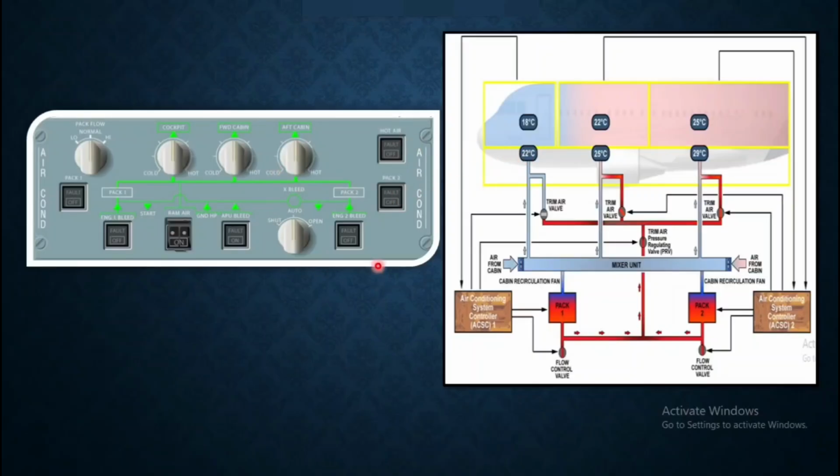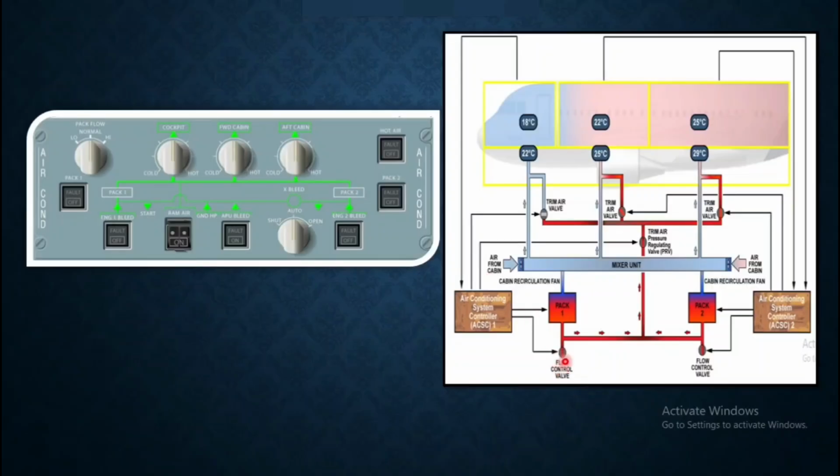If you talk about the pack 1, pack 2 push button, here also on and off. If you are selecting on, the pack flow control valve is automatically controlled via the computer, ACSC 1 and 2 for both, and if you are selecting off, then it will go off. When the fault light comes on for pack 1 or pack 2, it will come on amber color and a caution appears on the ECAM if the pack flow control valve position disagrees.